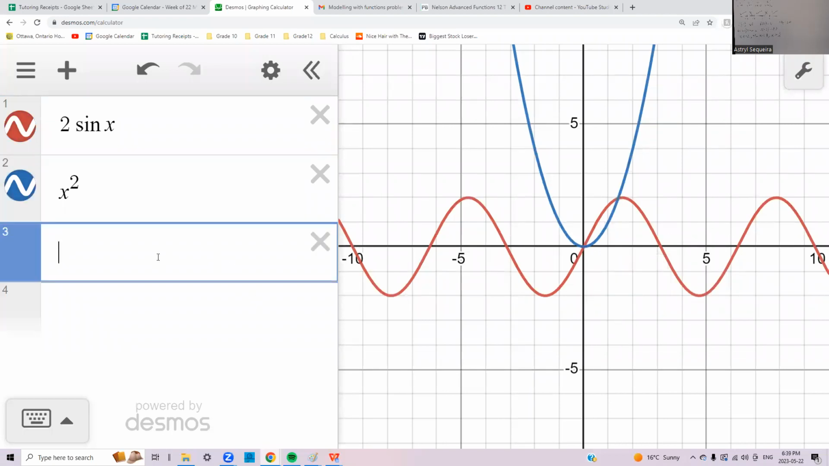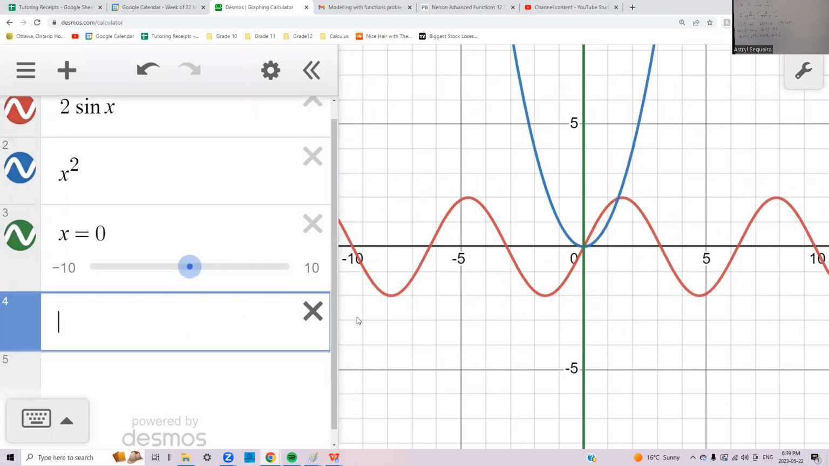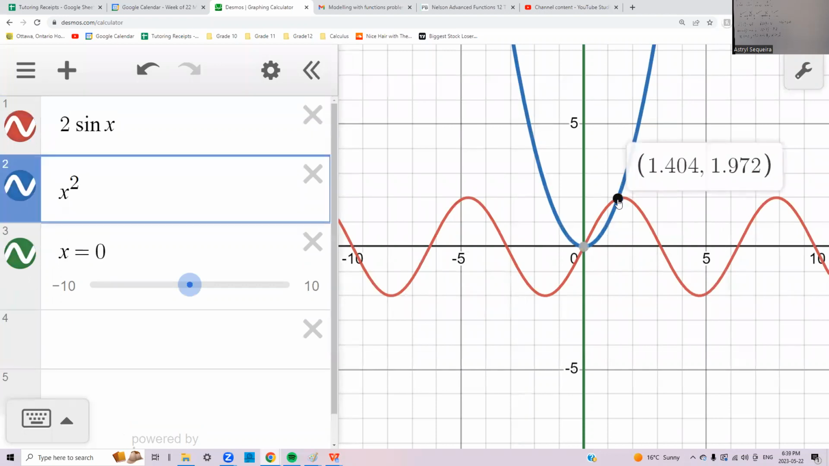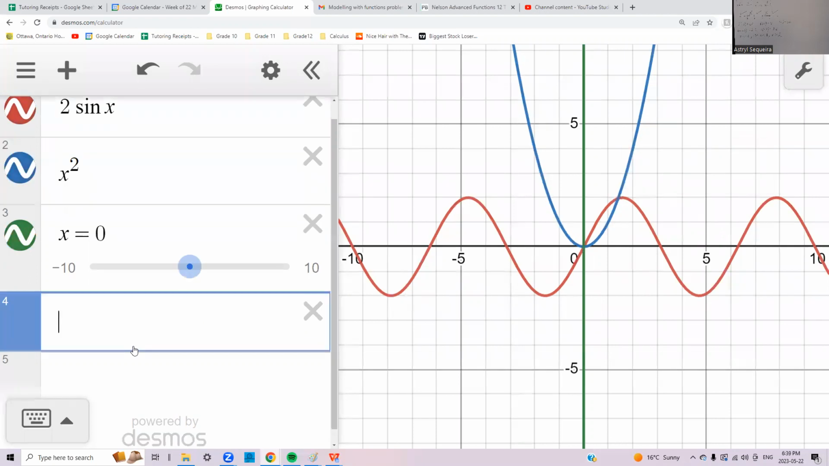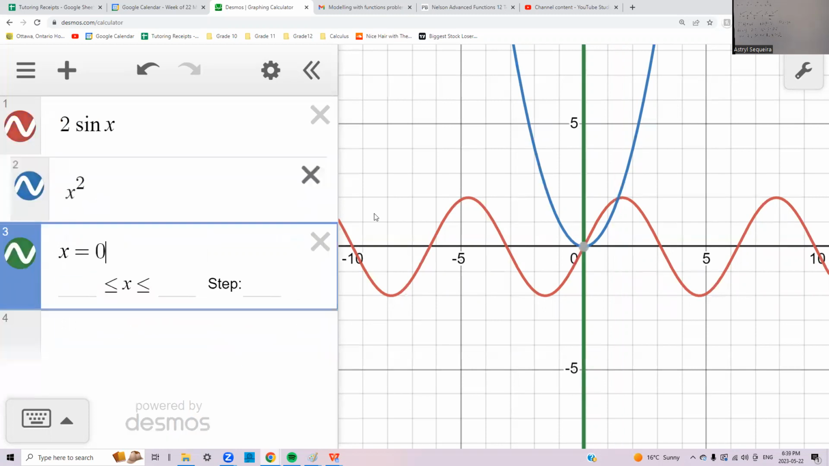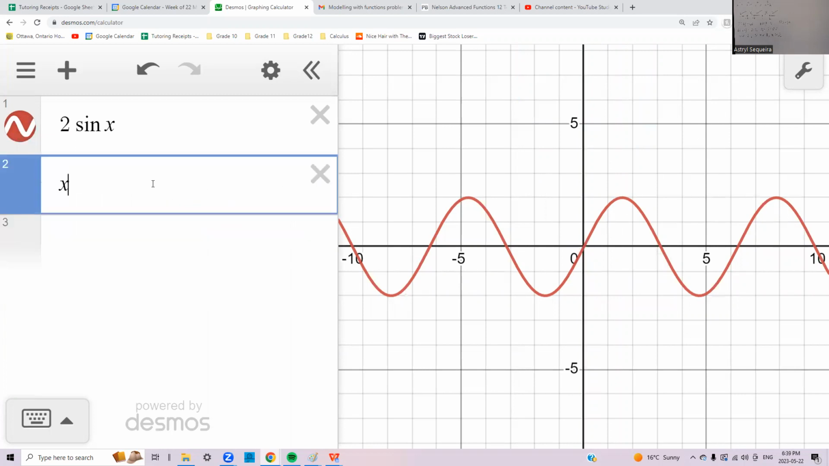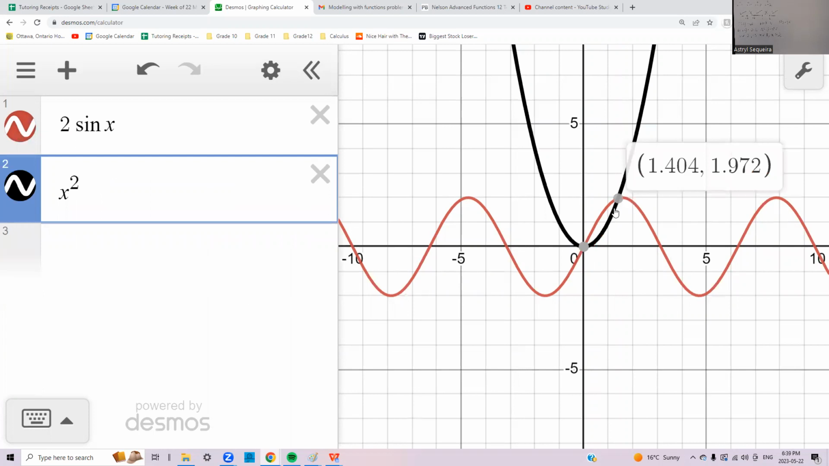So your first solution is just x equals 0. And your second solution is going to be this point over here, which is x equals 1.404, which is kind of, I think, something like √2 or something like that, but you can just write it as a decimal, 1.404. So we have two solutions in this question, 0 and 1.404. You don't actually have to put the lines here in decimals, but basically it's just the x values of these 2 points here, which are 0 and 1.404.